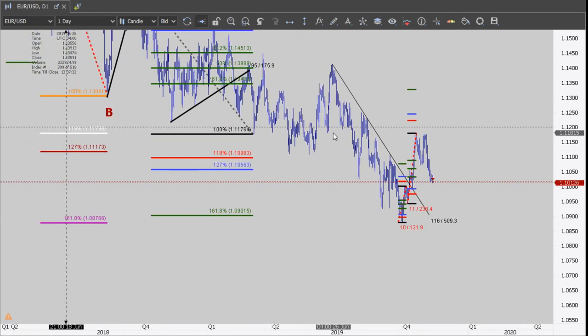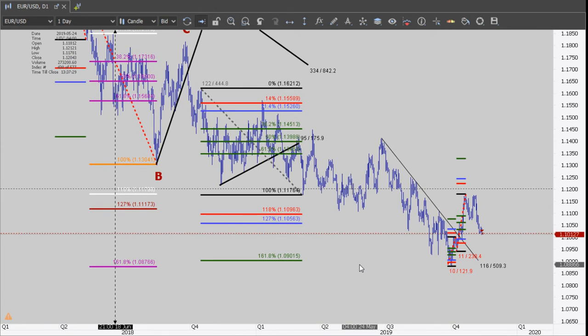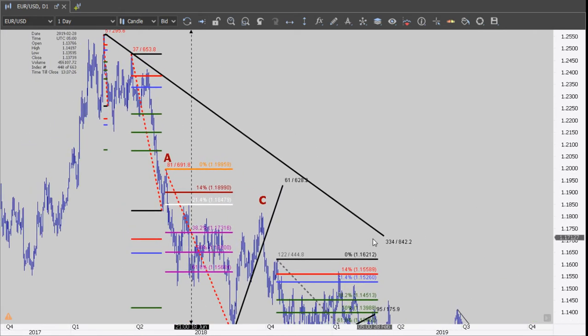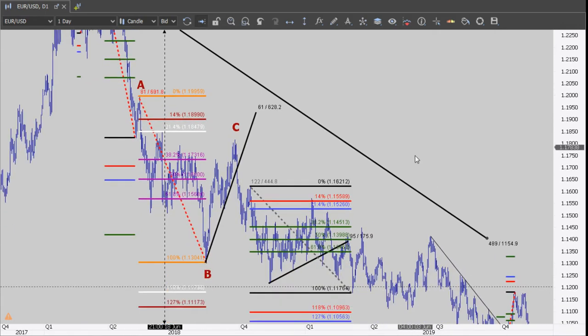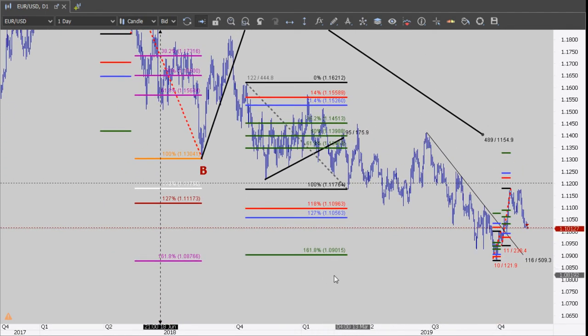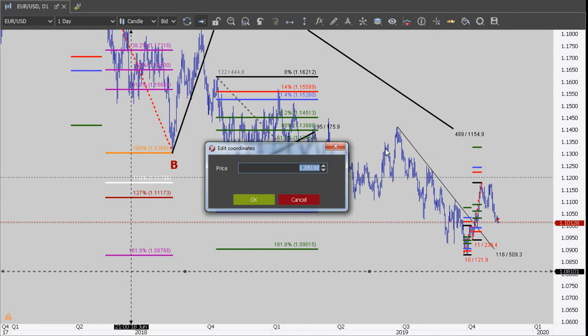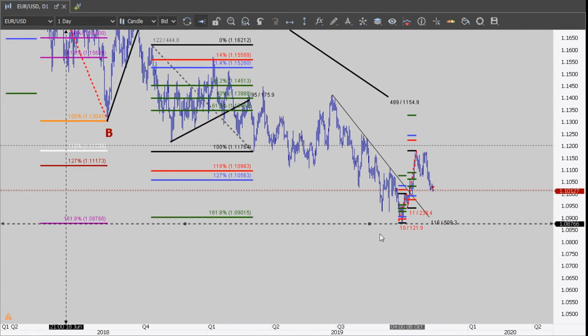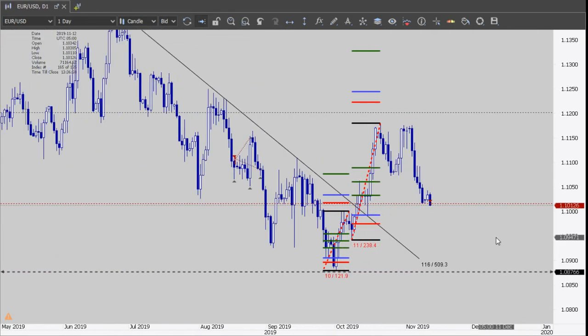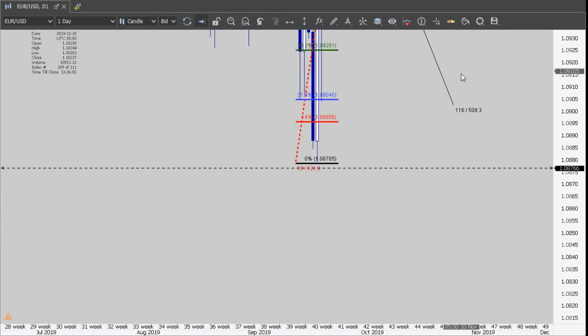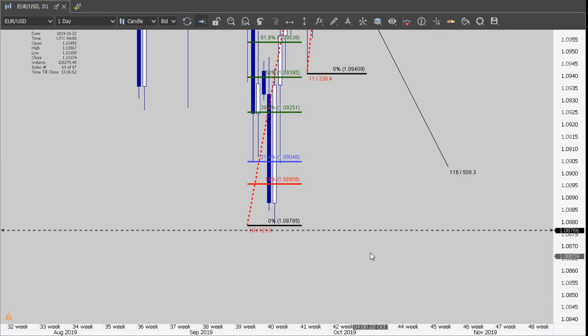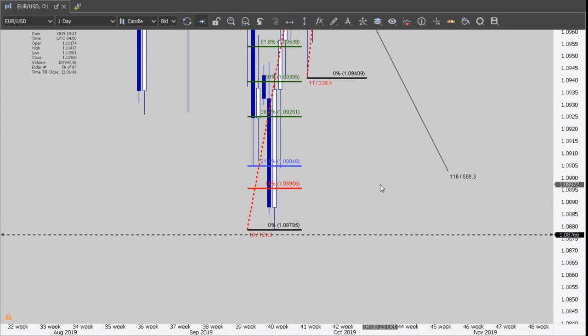Let me check where is the... Okay, A to B, B to C, downtrend line. Let's extend this downtrend line. Let me see if the market hit the 1.08766. Okay, edit, not label, edit coordinates, 1.08766. Let's check if the market hit the appropriate extension. Let me check. It didn't, everybody, see, it didn't. It came a few pips short.